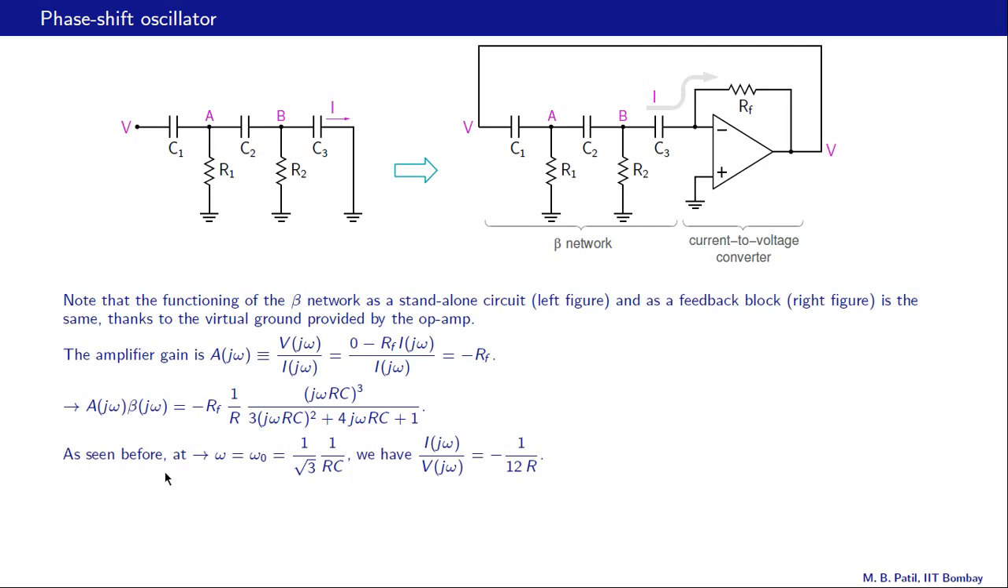And we have done that calculation already, and we found that for this beta to be real, we require omega, defined as omega 0, to be equal to 1 over square root 3 times 1 over RC. And if we substitute that, then I over V is minus 1 by 12R. So this quantity, which is beta of j omega, is minus 1 by 12R at omega equal to omega 0.